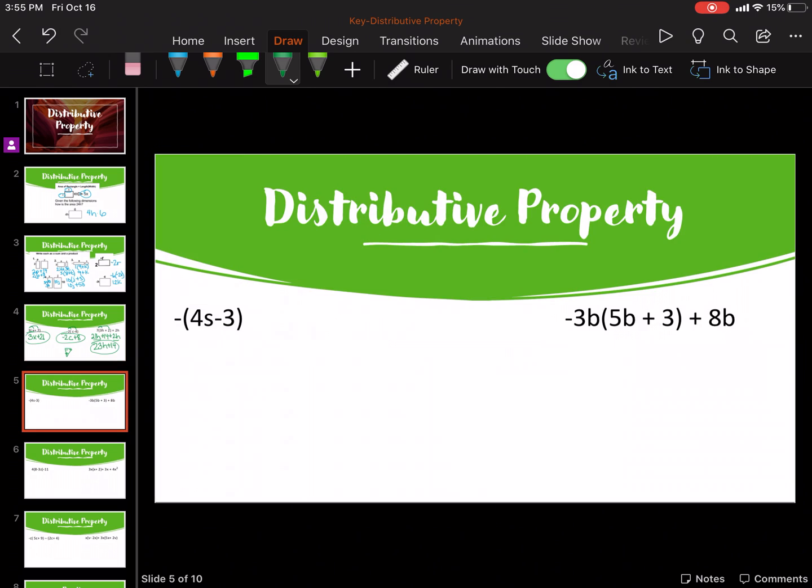Okay. This next one, think about what's outside of this: a negative 1 is being distributed to both parts. So negative 1 times 4s is going to be negative 4s. And then negative 1 times negative 3 is going to be positive 3.